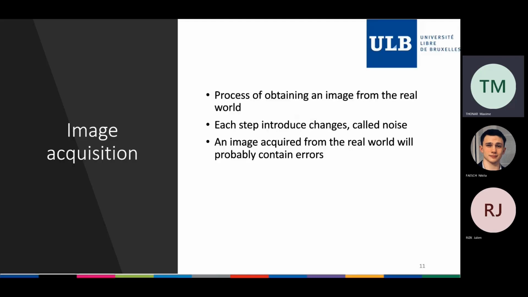Image acquisition is the process of obtaining a digitized image from a real-world source. Each step of this acquisition may introduce changes in the value of the pixels. These changes are called noise.